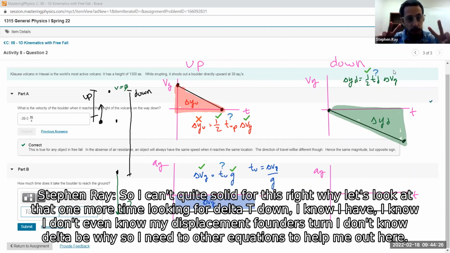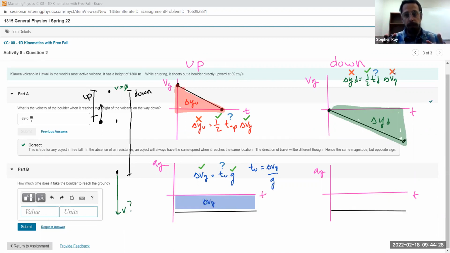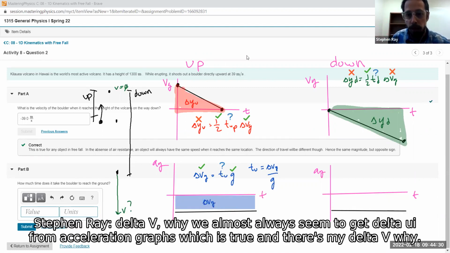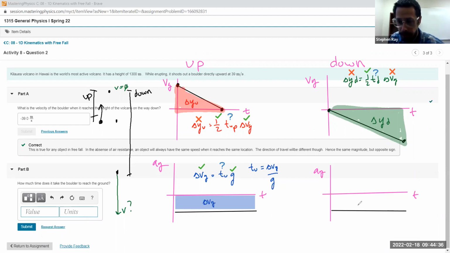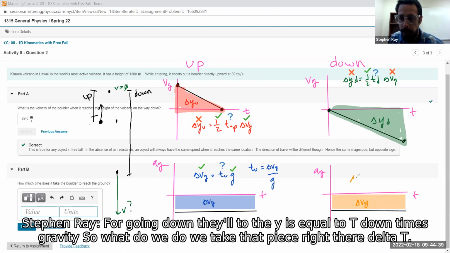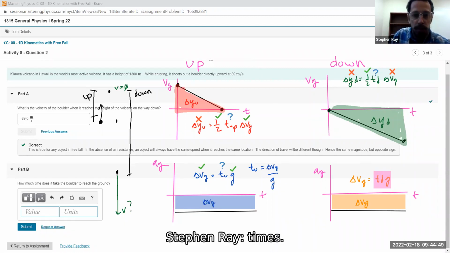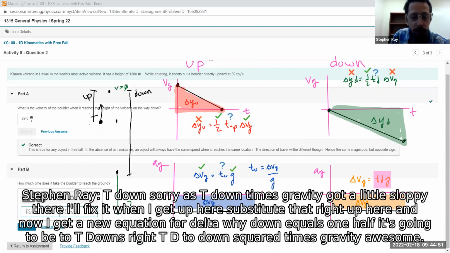So I need 2 other equations to help me out here. Delta vy, we almost always seem to get delta vy from my acceleration graphs, which is true. And there's my delta vy for going down. Delta vy is equal to t down times gravity. So what do we do? We take that piece right there, that's t down times gravity. It got a little sloppy there. I'll fix it when I get up here.